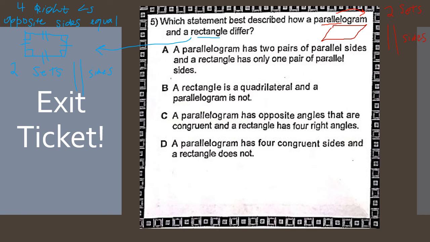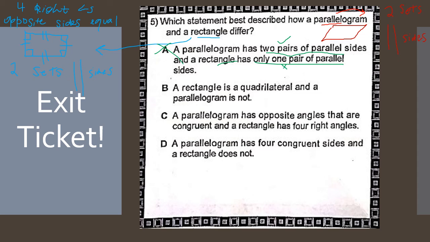Let's break this down. A parallelogram has 2 pairs of parallel sides. Well, I tried to write the definition for parallelogram and rectangle as best I could. I drew a parallelogram and then said 2 sets parallel sides. For rectangle, I wrote 4 right angles, opposite sides equal, 2 sets parallel sides. So a parallelogram does have 2 sets of parallel sides. A rectangle only has 1. That's not true, so it's not A.